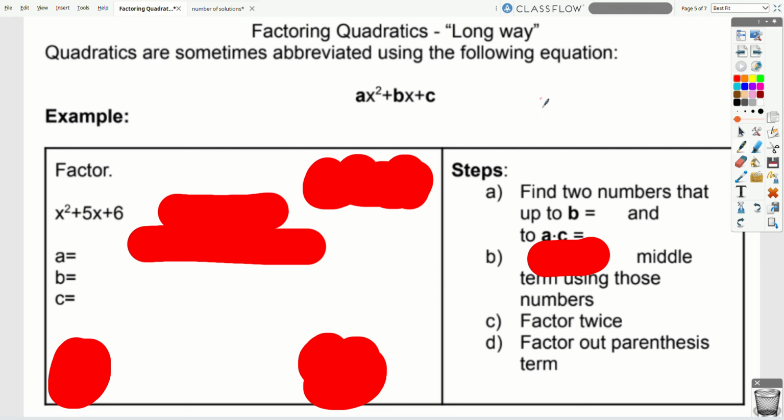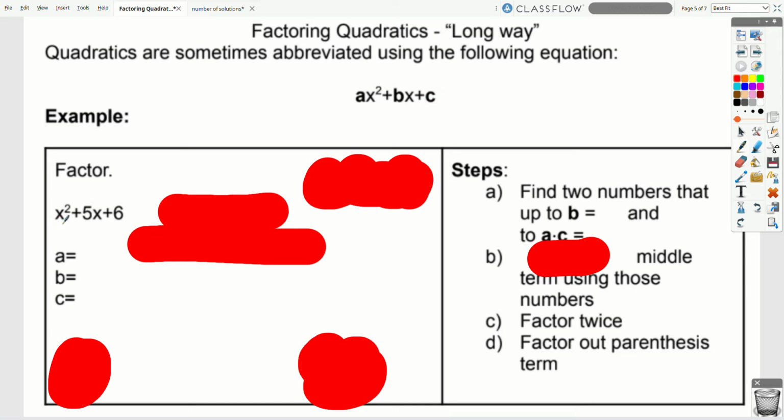In this lesson, we'll be factoring quadratics without using visuals. Quadratics always have an x squared term, but sometimes they're abbreviated using the following equation, ax squared plus bx plus c. All that means is that the coefficient in front of the x squared term is your a. The number in front of the x is your b. Then the number that's by itself will be the c.